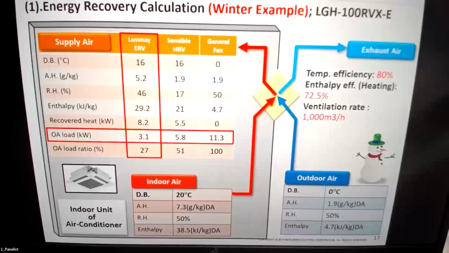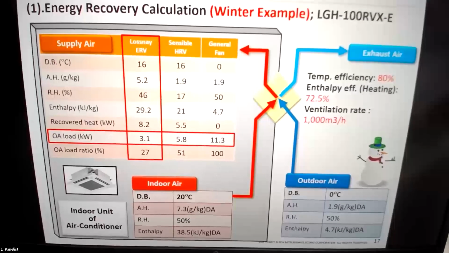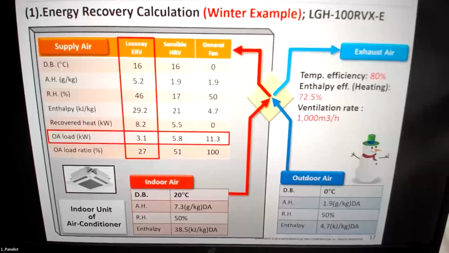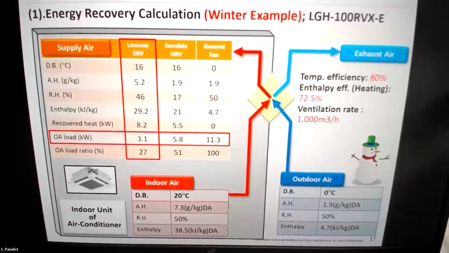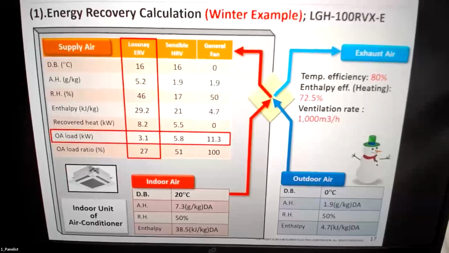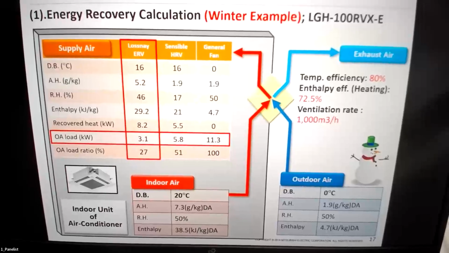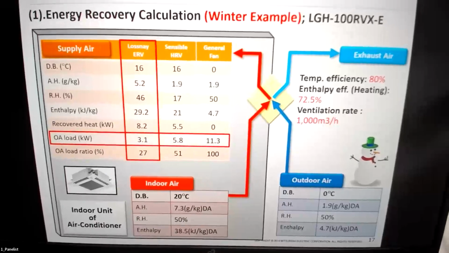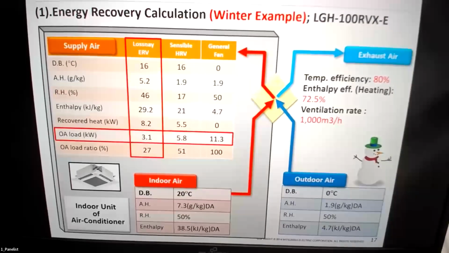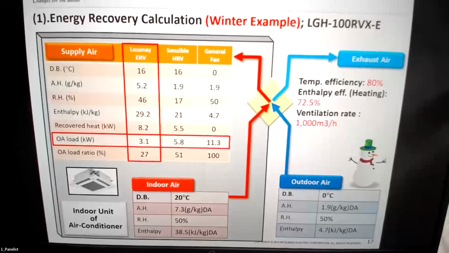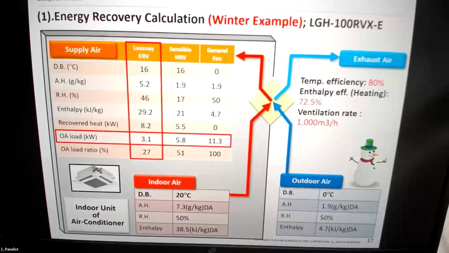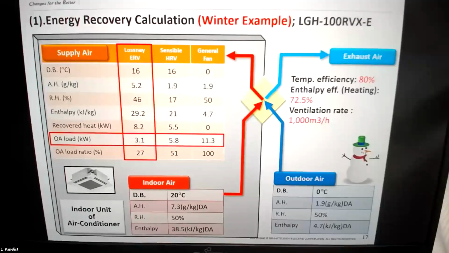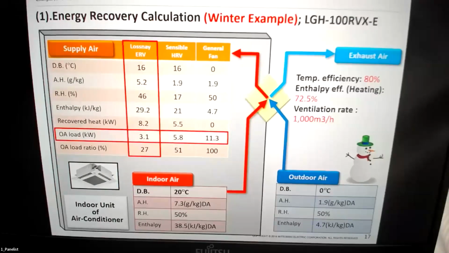Also the extract, same pre-filter, originally kept every 3 months or every 3,000 hours of operation with a vacuum cleaner. It's essential, regular maintenance. And the optional filter, the high efficiency filter, needs to be replaced; reuse is not possible.